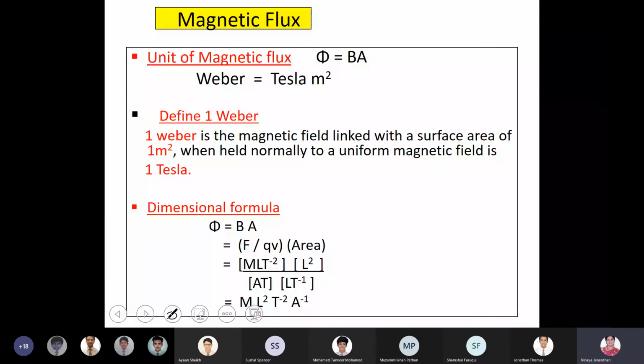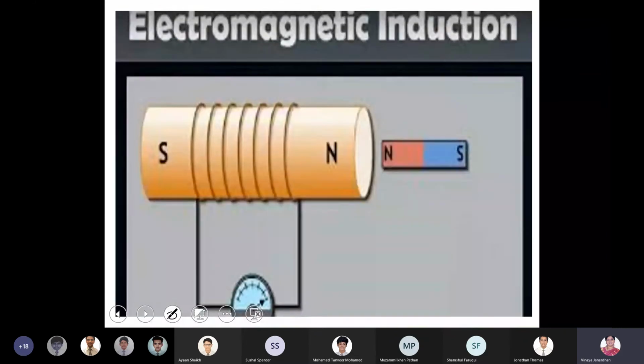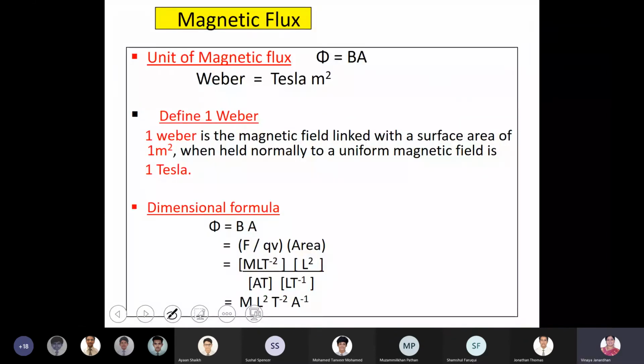So you very well know that phi depends on what? Your flux, the number of field lines passing through a loop, depends upon the strength of the magnetic field. It depends upon the area of the coil. It depends upon the angle between the B vector and the A vector.